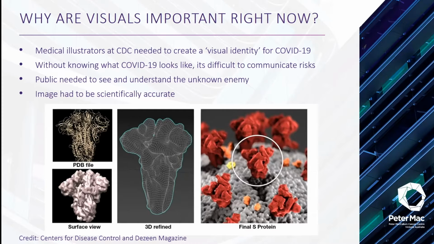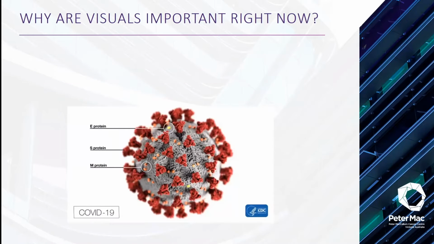At the bottom left there, you can see what the spike protein looks like on the surface. And then in the middle, you can see the structure from the PDB file that has been imported into their animation software, which is 3D Studio Max. And then on the right, you can see the final result there. There is the rendered spike protein shown in bright red. And the whole image is one we can see here, and I'm sure you've all seen this many, many times. It's become quite iconic.